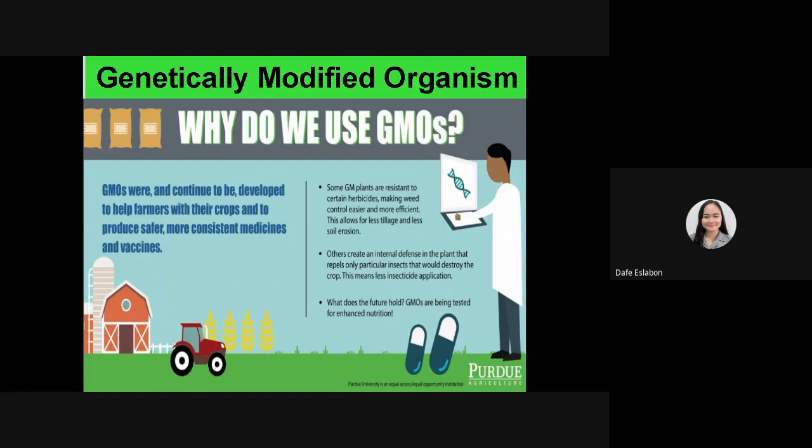And what does the future hold? GMOs are being tested for enhanced nutrition. So this GMO is for less application of insecticides to crops and plants and to enhance nutrition. And this GMO will continue to be developed to help farmers with their crops and to produce safer, more consistent medicines and vaccines. Now, for us to know more about this, let's watch a short video from the FDA on the reasons why we have to use GMO. Let's watch.